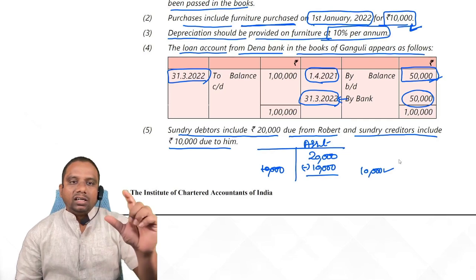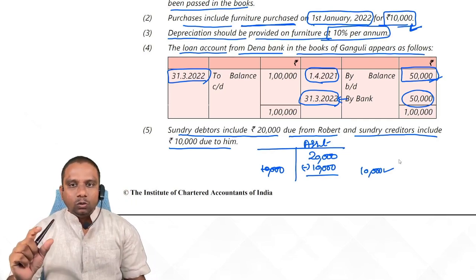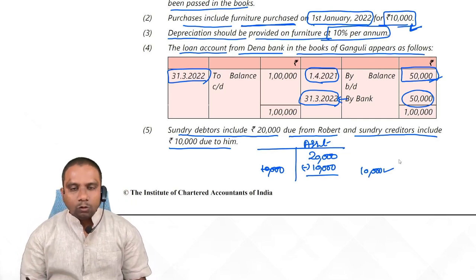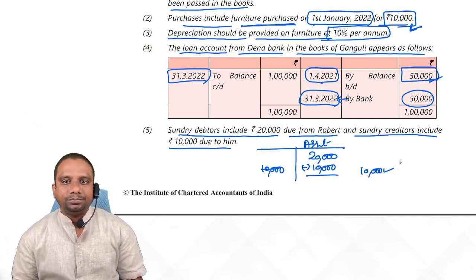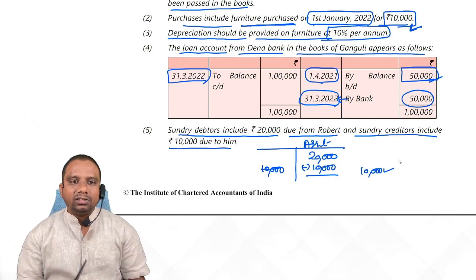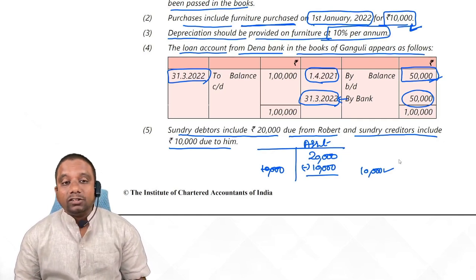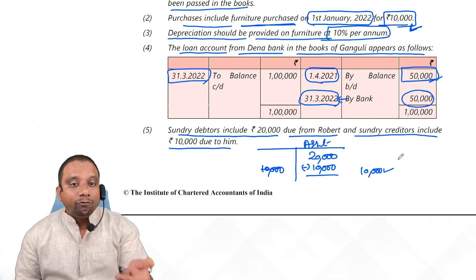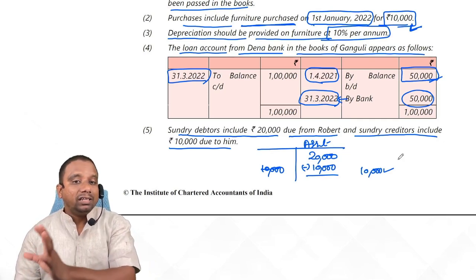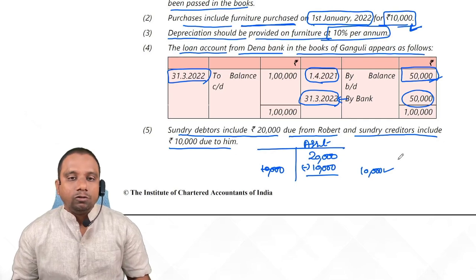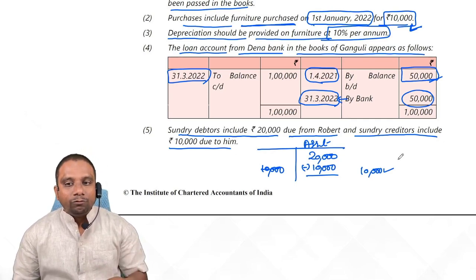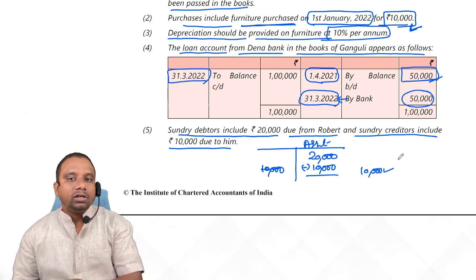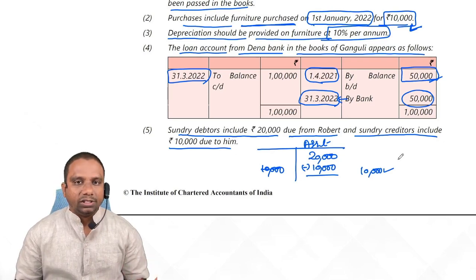The same adjustment we have to do now. Debtors include 20,000, so out of the debtors amount, deduct 10,000 only. That is an important adjustment. I repeat, this 10,000 rupees is deducted before providing provision for doubtful debts. That is important.